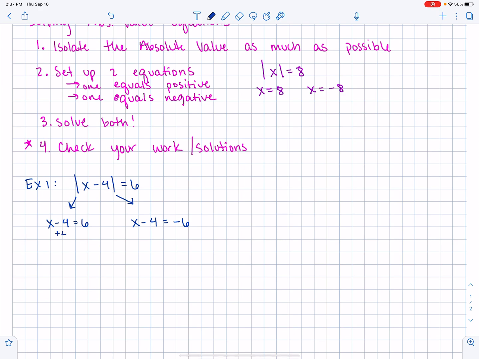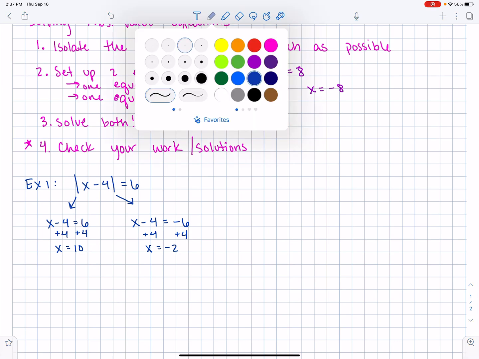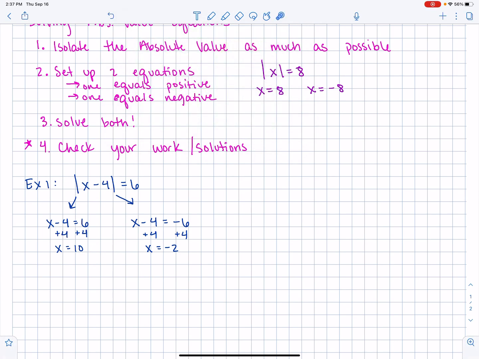So then we're going to solve, and we're going to use those inverse operations. So I'm going to add 4 to both sides. X is equal to 10. We're going to add 4 to both sides on this side. This is a little bit different. X is equal to -2. And then I'm going to go back, and I'm just going to check our work here. So I'm going to plug in 10. So 10 minus 4, that's 6. The absolute value of 6 is 6.